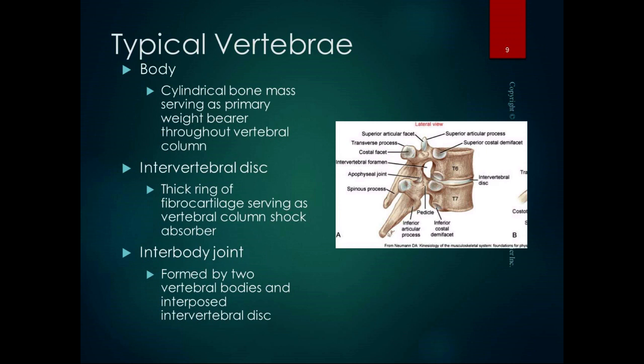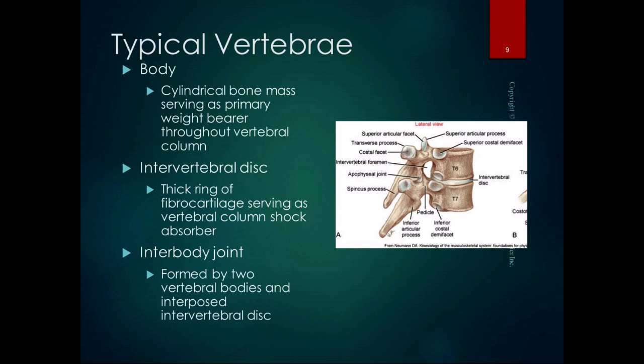In a typical one, you have a body, which is a cylindrical bone mass. The body of the vertebrae serves as a primary weight-bearing surface throughout the vertebral column. There is an intervertebral disc, which is in between two vertebrae. It's a thick ring of fibrocartilage with a soft center, serving as a vertebral column shock absorber. So I said in the last lecture that we lose height as we get older. Part of it is lost in our intervertebral discs.